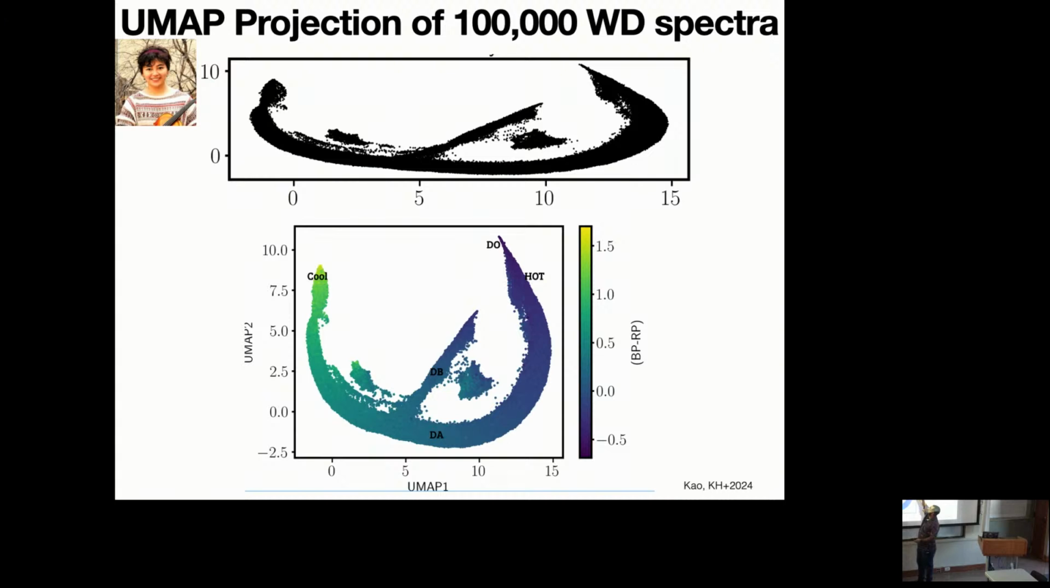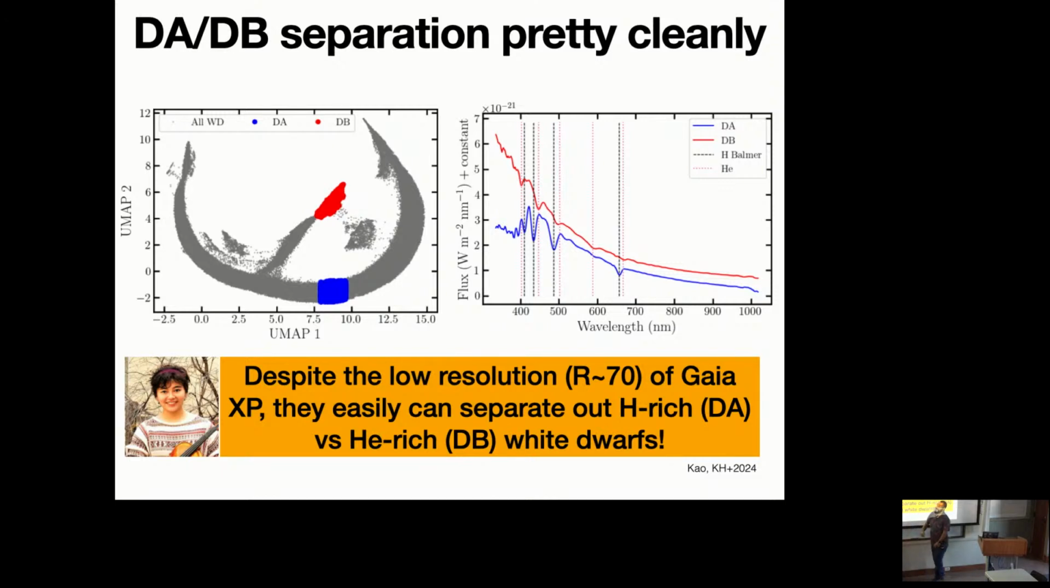Turns out that the DOs are at the top, the DBs, which are helium-rich, are here, the DAs are here. But there are also little islands, like an island here, an island here, an island here, here, and over here there will be one as well. And those islands are very interesting. So this is just showing the stacked spectra of the fact that we can separate out DAs and DBs because they have different spectral features.